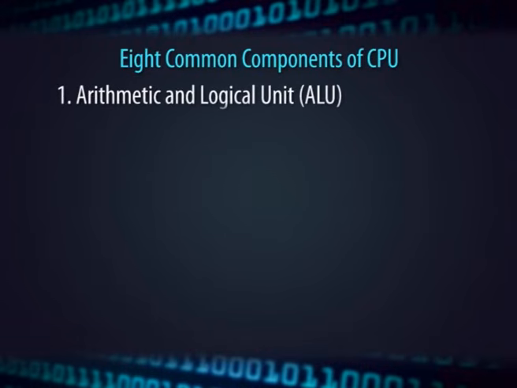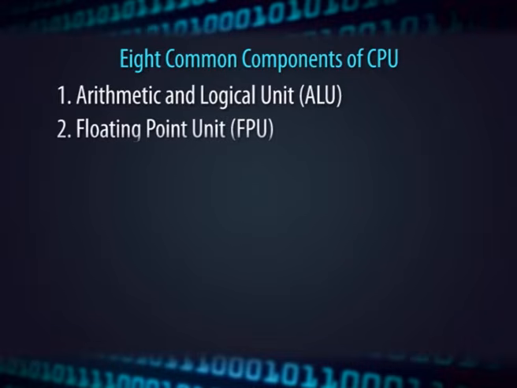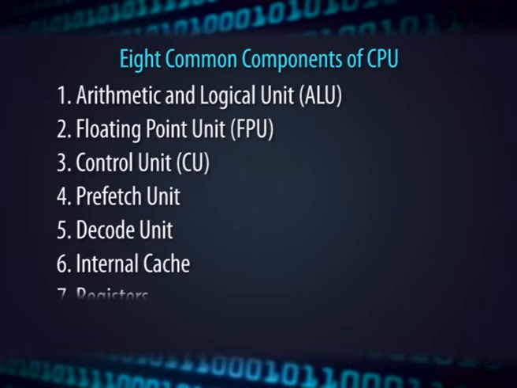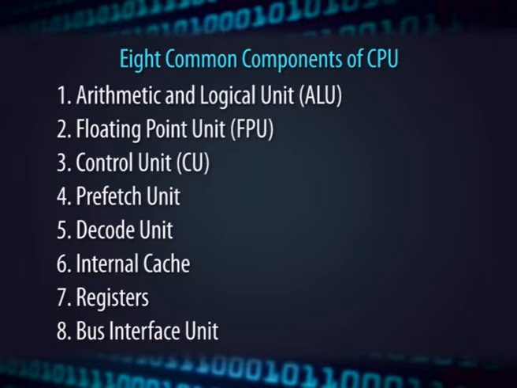There are 8 common components in every CPU, which are: first, arithmetic and logical unit called ALU in short. Second is floating point unit, which is called FPU in short. Third is control unit, which is called CU in short. Fourth is prefetch unit. Fifth is decode unit. Sixth is internal cache. Seventh is registers and eighth is bus interface unit. These components and their logical interconnection help us to understand the working of CPU.